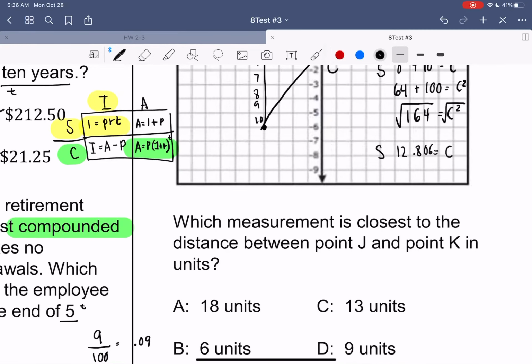And so when we look at our answer choices, it says which measurement is closest to the distance between point J and point K. All of these are rounded to no decimals. We only have room for whole numbers, so we have to look at the decimal that's next and say 5 or more, raise the score; 4 or less, let it rest. So this would round to 13, and then we'd be left here.